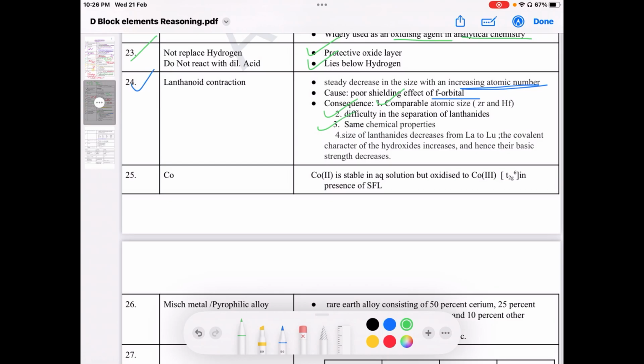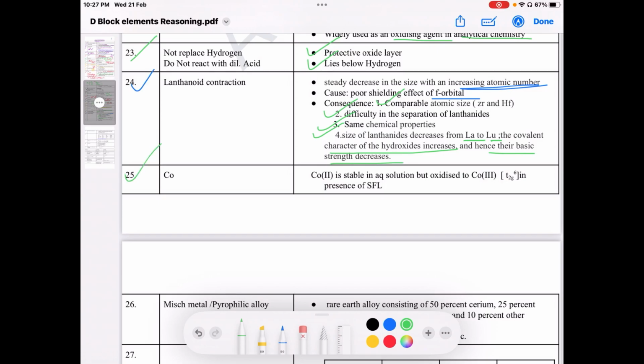Same chemical properties, and the size of lanthanides decreases from lanthanum to lutetium. So the covalent character of the hydroxide increases, and hence the basic character decreases. It means from La to Lu, covalent character increases. So that's why the basic character decreases here.